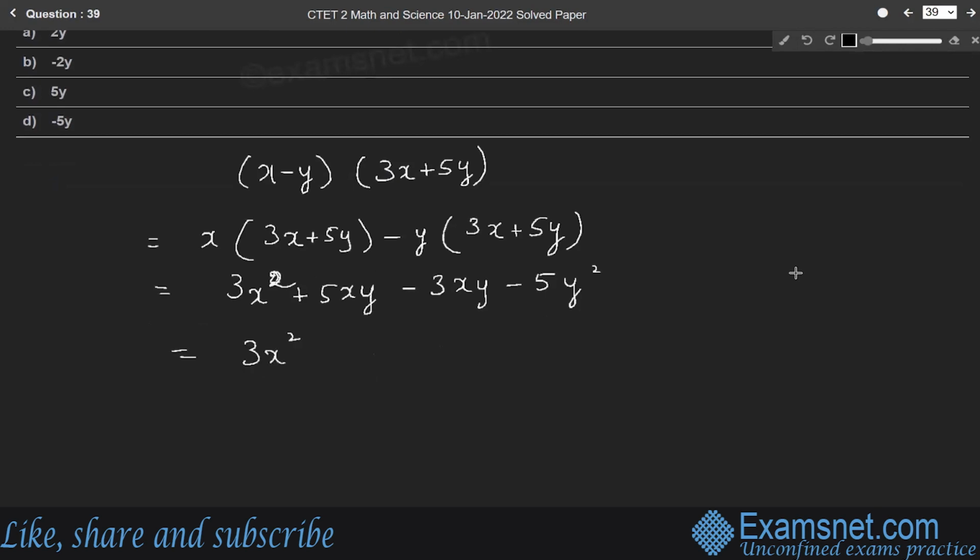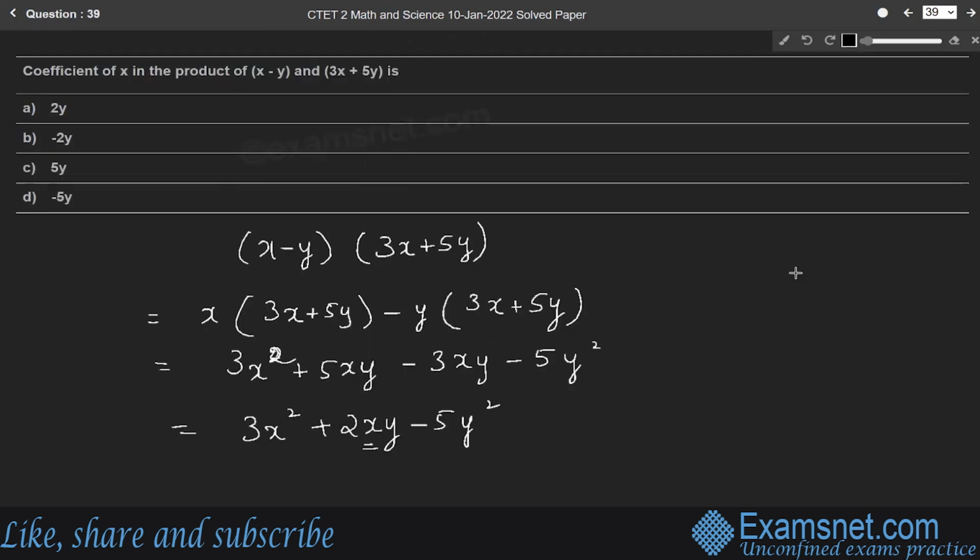3x square plus 2xy minus 5y square. So here the coefficient of x is plus 2y. Therefore, option A is the right answer.